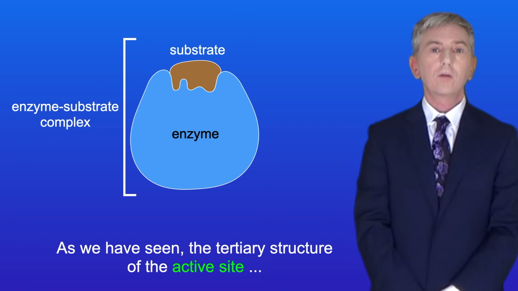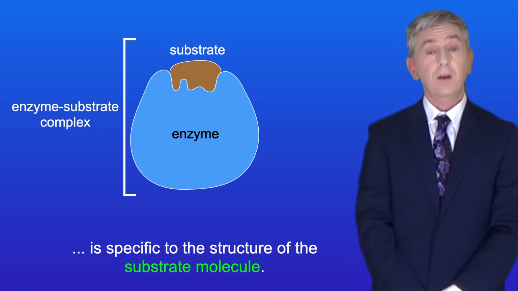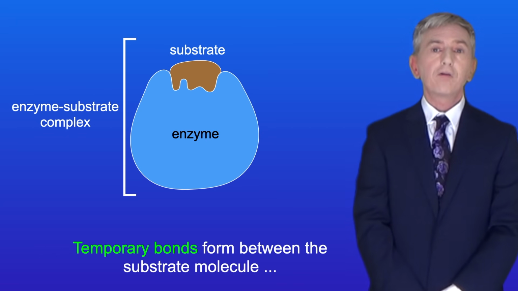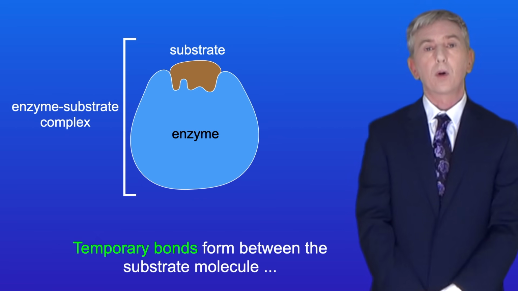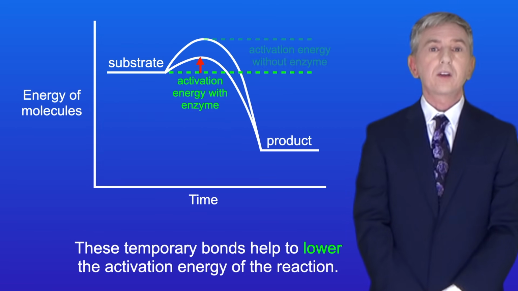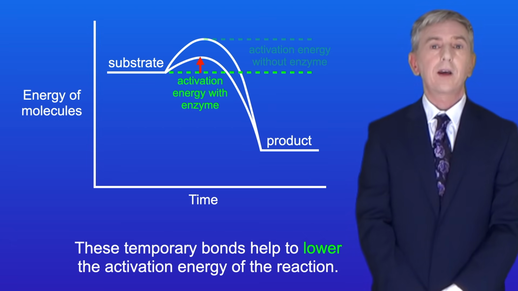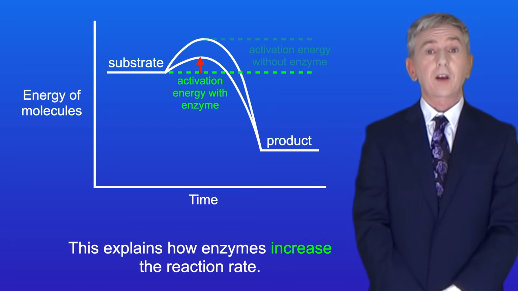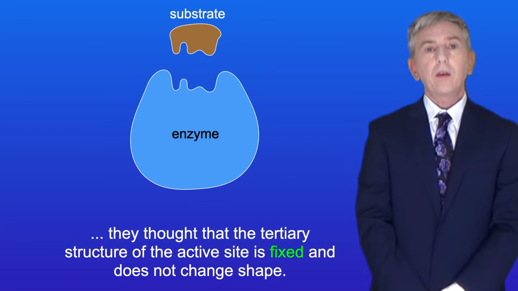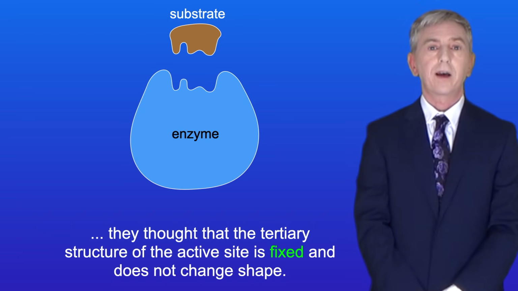As we've seen, the tertiary structure of the active site is specific to the structure of the substrate molecule, and this explains why enzymes are specific. Temporary bonds form between the substrate molecule and the amino acids on the surface of the active site. These temporary bonds help to lower the activation energy of the reaction, and this explains how enzymes increase the reaction rate. Now, when scientists first began to look at enzymes, they thought that the tertiary structure of the active site is fixed and does not change shape.